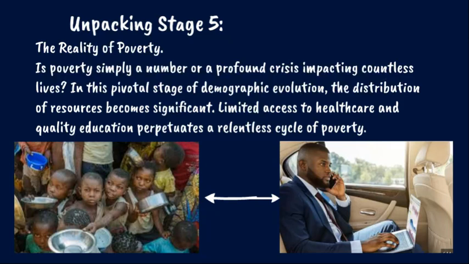The fourth thing is unpacking Stage 5, the reality of poverty. Is poverty simply a number or a profound crisis impacting countless lives? In this pivotal stage of demographic evolution, the distribution of resources becomes significant. Limited access to healthcare and quality education perpetuates a relentless cycle of poverty.